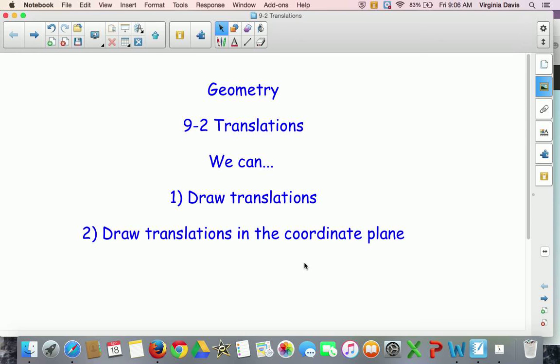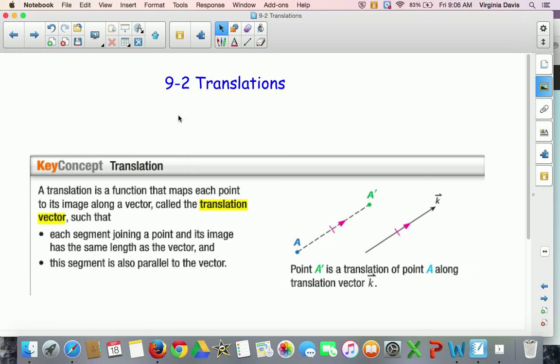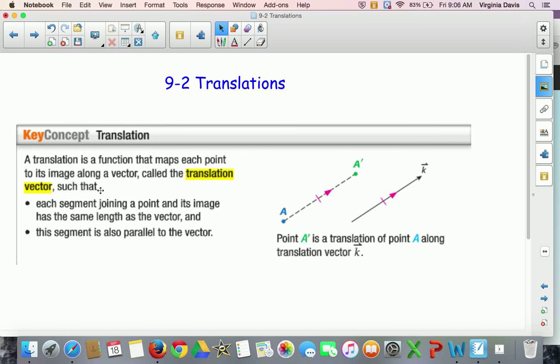Students, we are going to talk about translations. We're going to be able to draw them and translate figures in a coordinate plane. So what we need to know is something about a vector. A translation vector is a function that maps each point to its image along that vector.